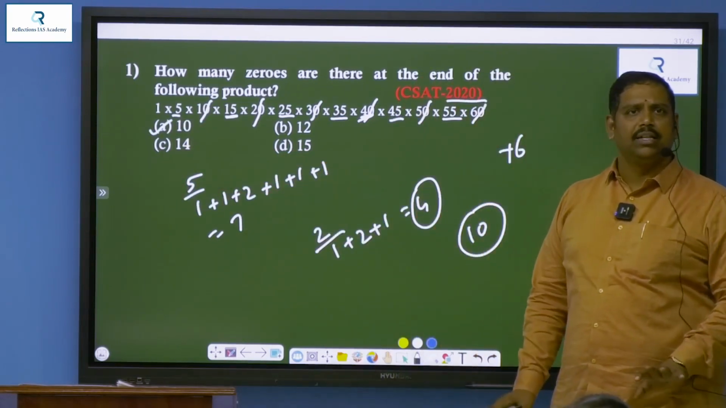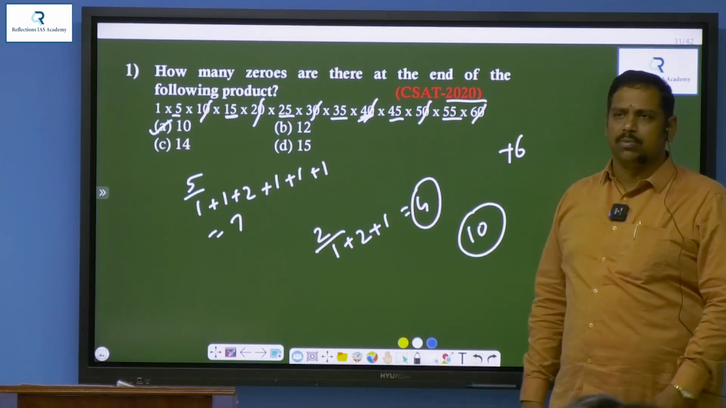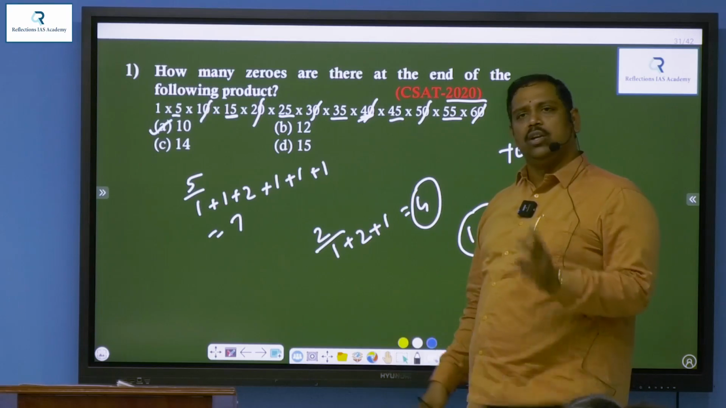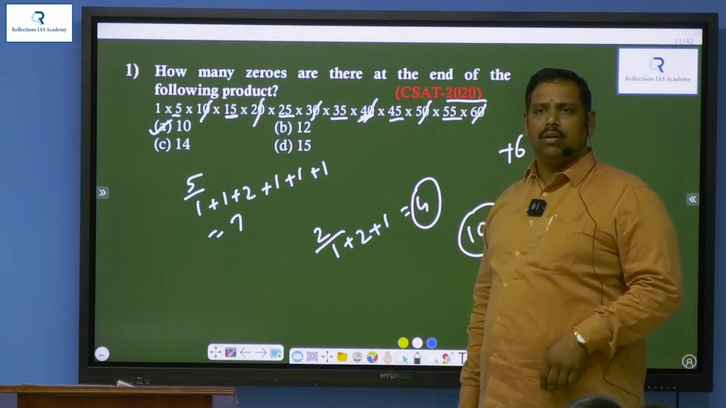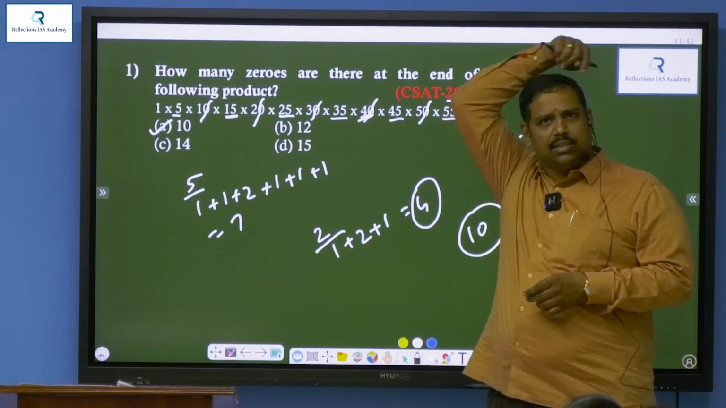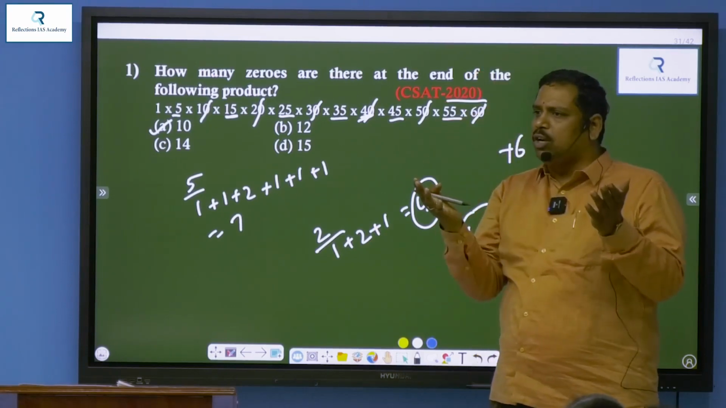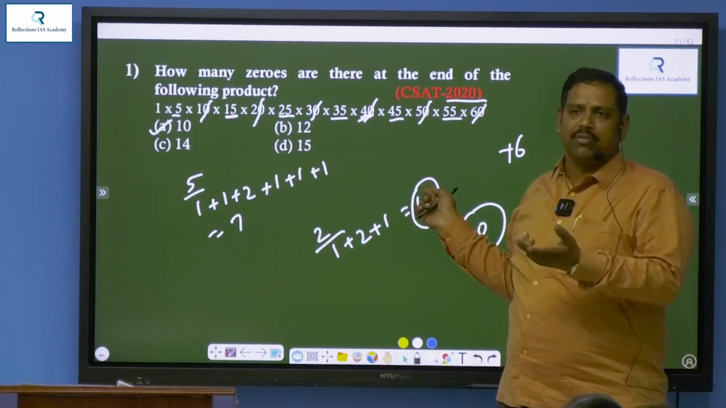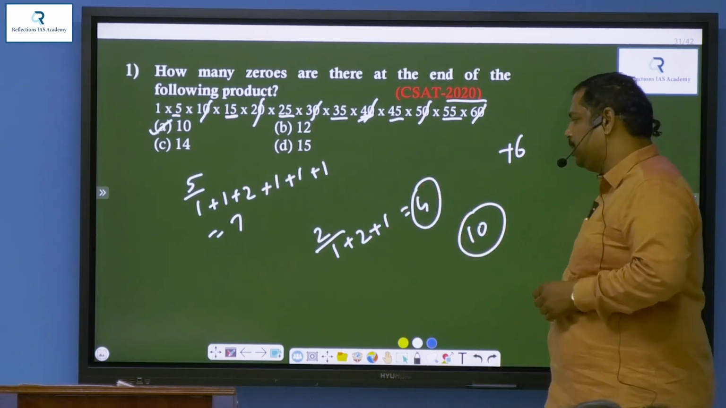I don't know whether you did it like this or not. This is the best way to do this problem. If you won't do it like this, then you have to split 10 into 2 into 5, yes or no? Again you will merge 2 into 5 and count 1 zero. That is a waste of time. This is the best one. Can I go to the next question?